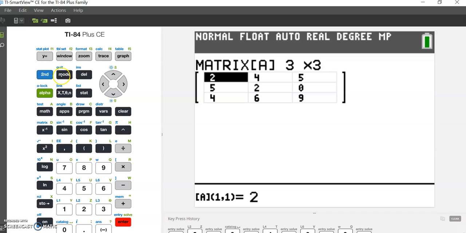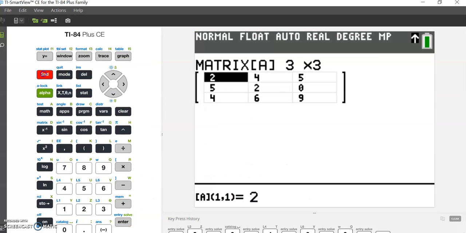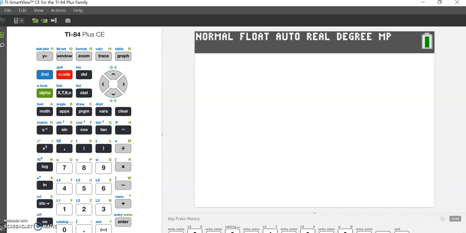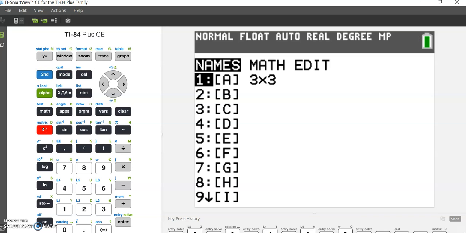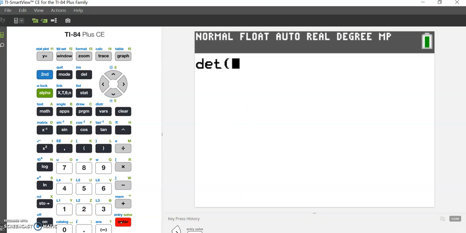So step 1, enter the matrix in the calculator. Done. Step 2 says press second matrix again to get back to the matrix menu. One thing it doesn't say is we do have to clear out back to our home screen first. So we need to exit out, be back on our home screen. It says select second matrix again, but this time we're going to go to the math and we want the determinant. So we hit enter because we're already selected to number 1.